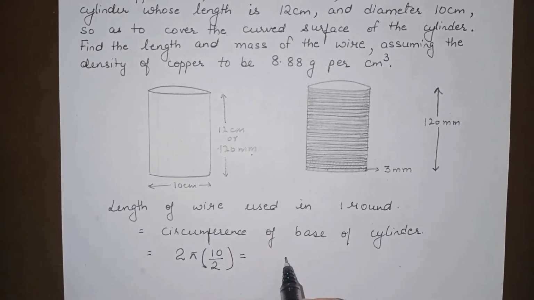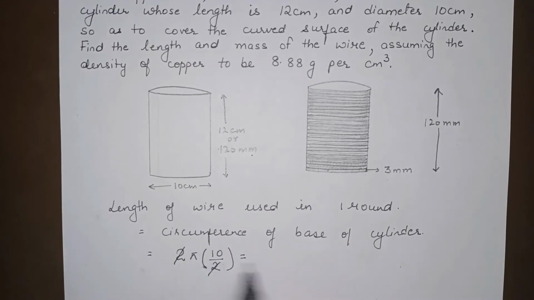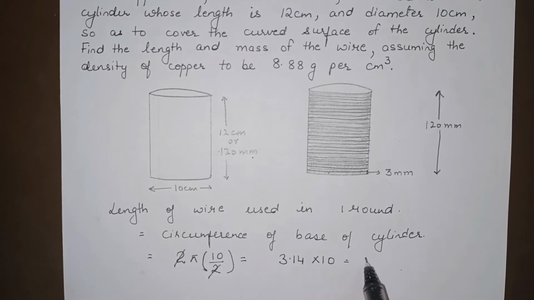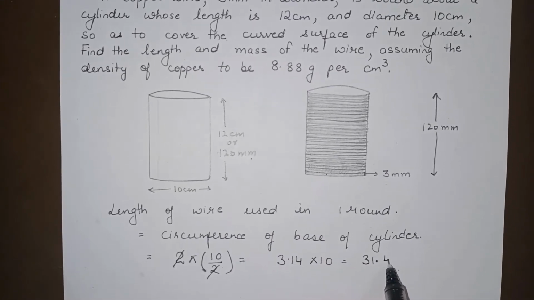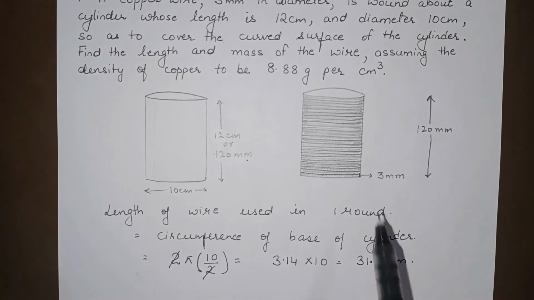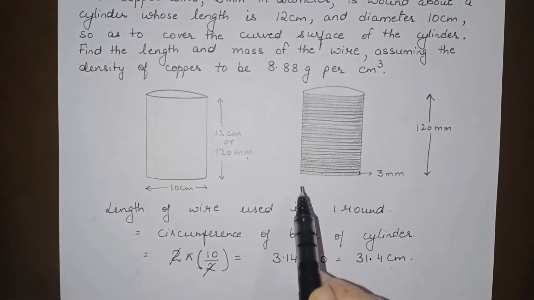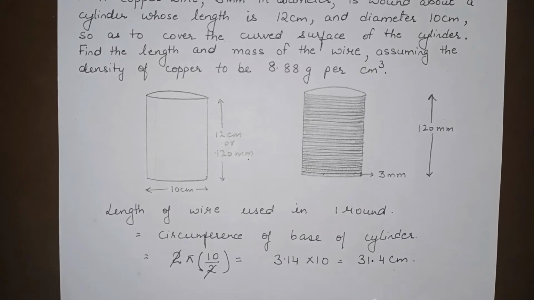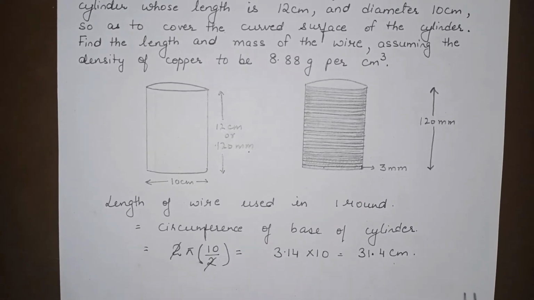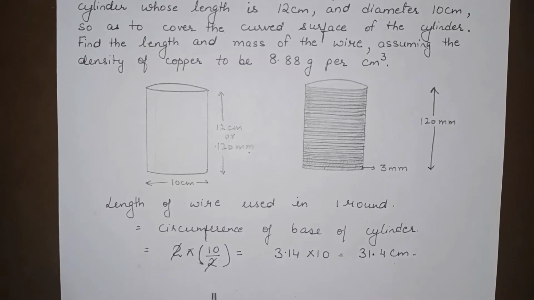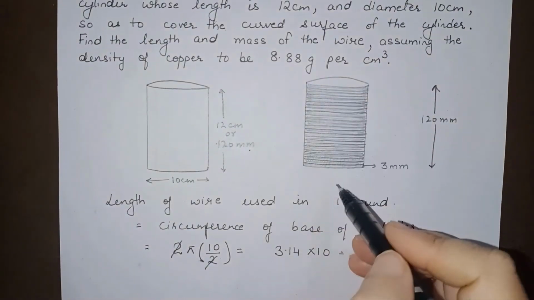So it will be equal to 3.14 into 10, so which will be equal to 31.4 centimeter. So when this wire is wrapped around a cylinder in 1 round, length of wire used will be 31.4 centimeter. Let us find the number of rounds.